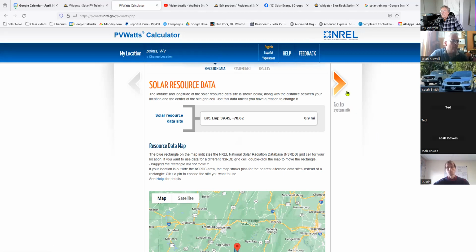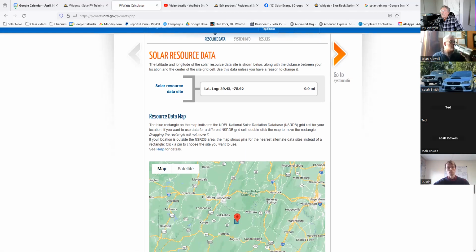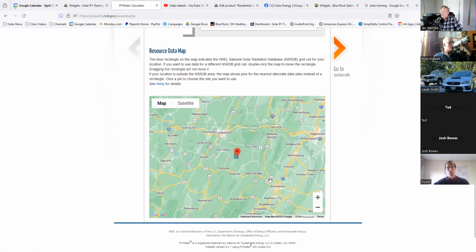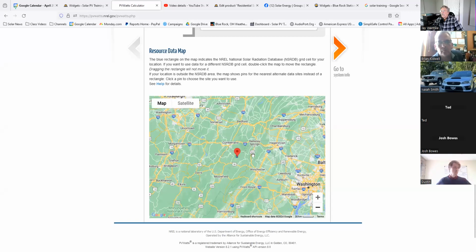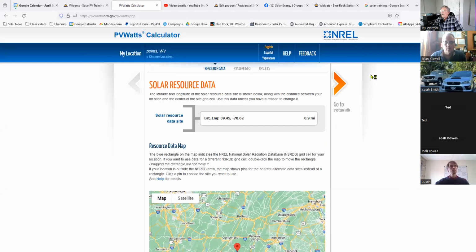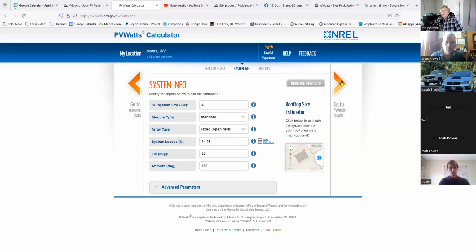So here we're showing Points, West Virginia, and it's always kind of nice to make sure that they've found the place that you think they should have found. So here, for instance, I'm showing you're just south of Cumberland there. That sounds about right. Okay. So we're in the right spot. And then as you were just pointing out there, Ted, if we jump in here, it just tells us the system size is 4 kW. And that's kind of the default size, but we don't know that for sure.